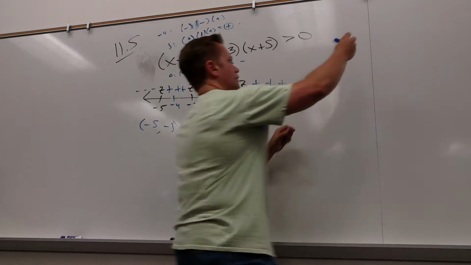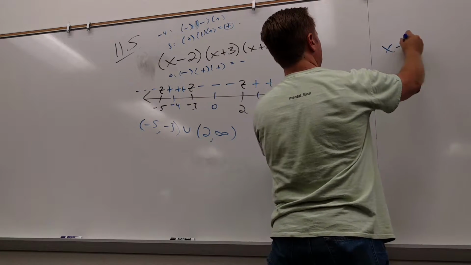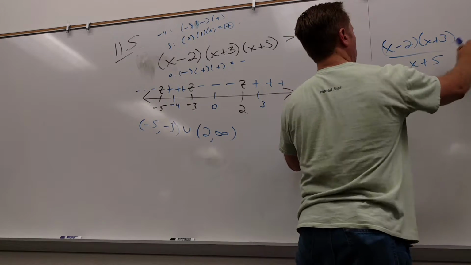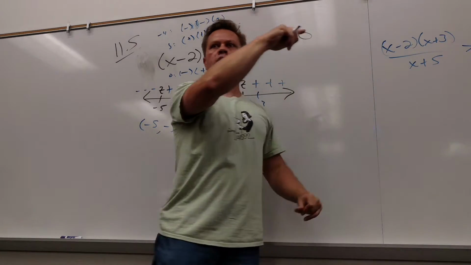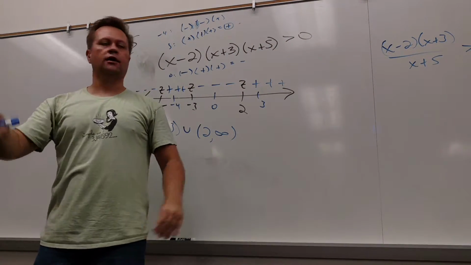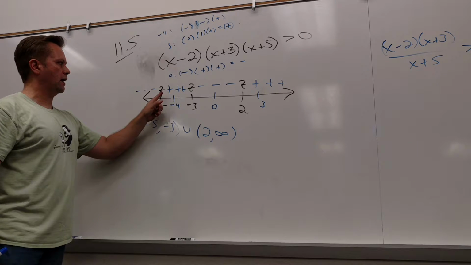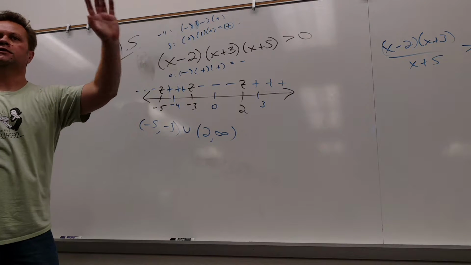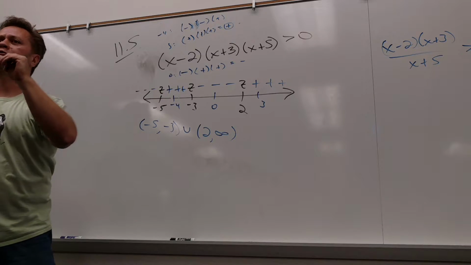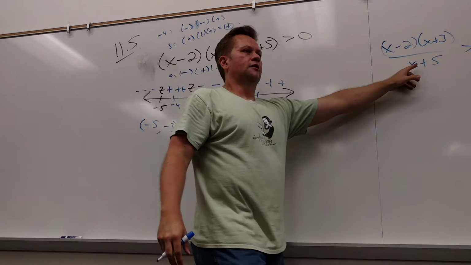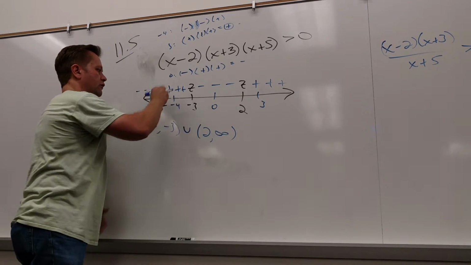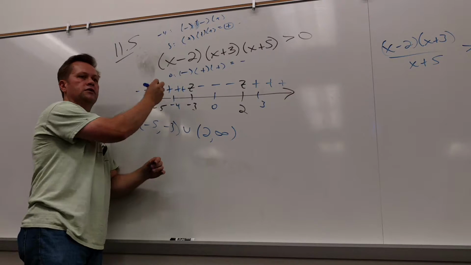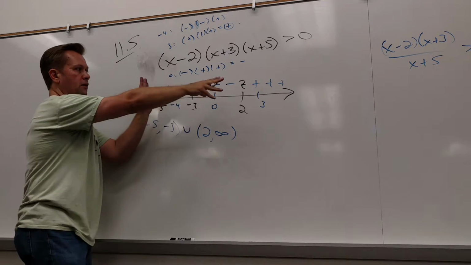Even if it would have been, I'm not going to do this, but let me see if you guys can see what I mean. This would have had the same exact work, except what do you think I would put above -5? What does -5 do to it? Makes it what? Undefined. I put a little U. Is that ever going to be an answer? If it's a U, it's not going to be part of the answer. All the work would have been exactly the same.